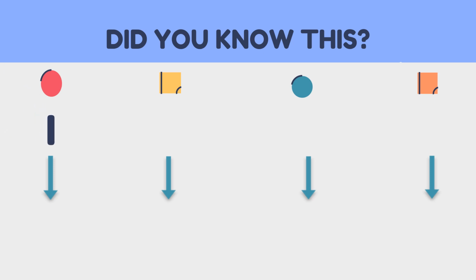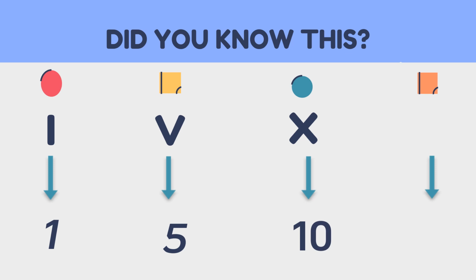The value of capital I is 1. The value of capital V is taken as 5. The value of capital X is 10 and the value of capital L is taken as 50.